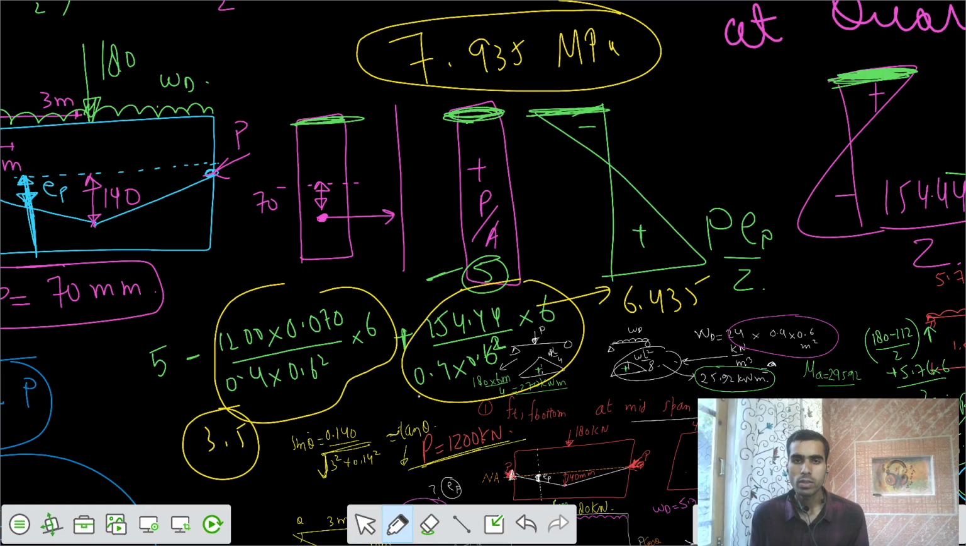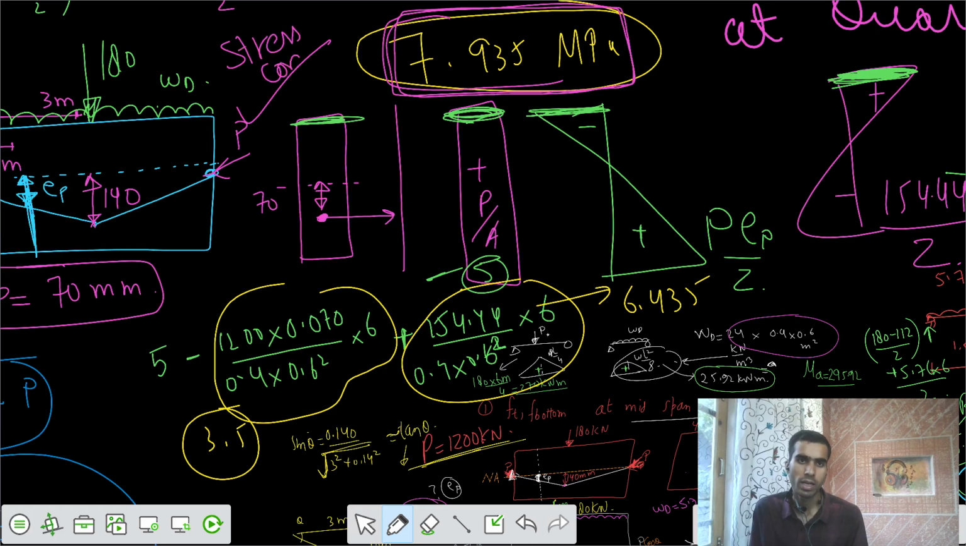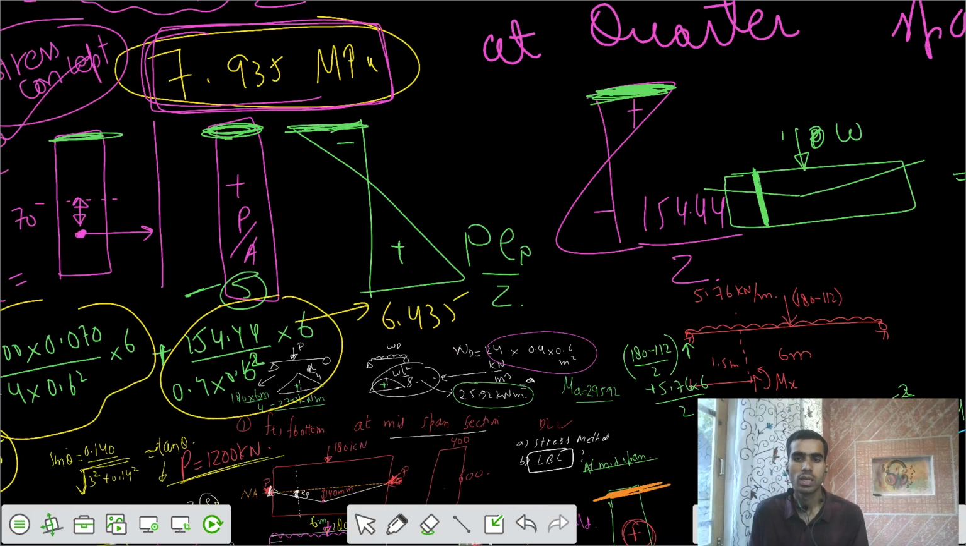But what were the stresses? We need to check whether our values are correct. What was the stress at the quarter span by the concept of load balancing? This was the stress concept for the calculations of stresses at the top fiber. And what was the value of stresses at the top fiber when I calculated by load balancing concept?